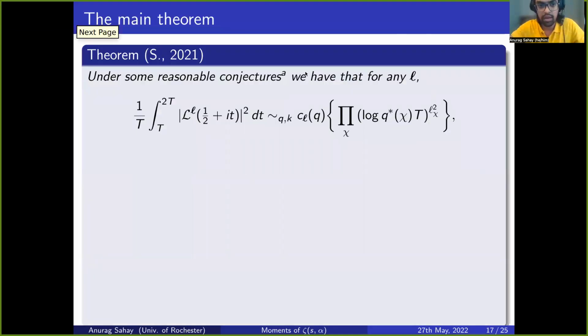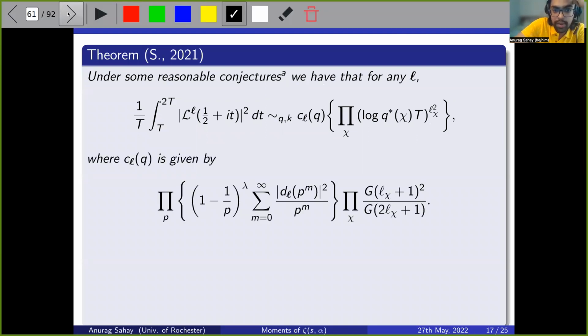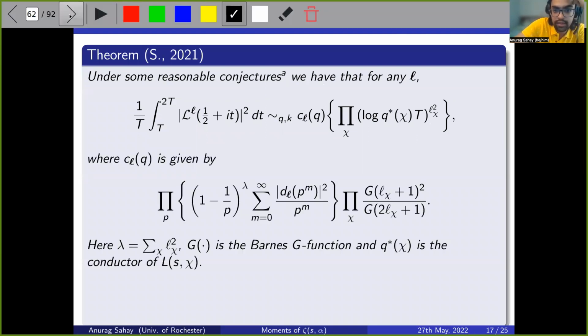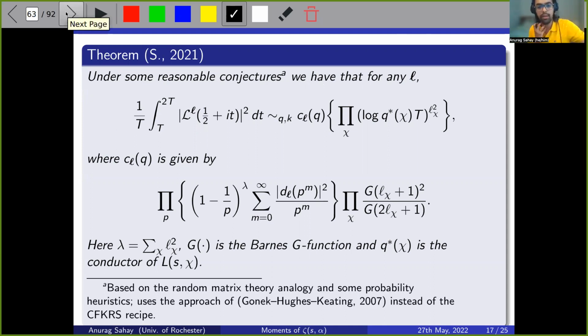The main theorem, the main work in the paper that I'm expositing, is this theorem, which says that under some reasonable conjectures, which I won't go into, you actually can write down an asymptotic for what this should be. It depends on Q and on the tuple L, and it grows like log T raised to the sum over chi of L chi squared, right? There's a product over chi of log T to the L chi squared. And I'm not going to spend too much time on what these constants are. It's probably not worth going into right now.